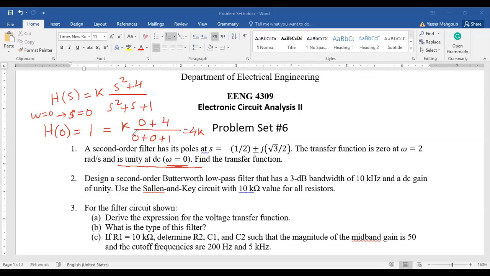So 4K equals 1, that means K equals 1 over 4. We use this information to solve for K because it says that the gain is unity at DC. At DC means omega is 0, no frequency. When omega is 0, then S is 0. So we substitute S as 0 here and we replace this with 1. So we get this value of K.